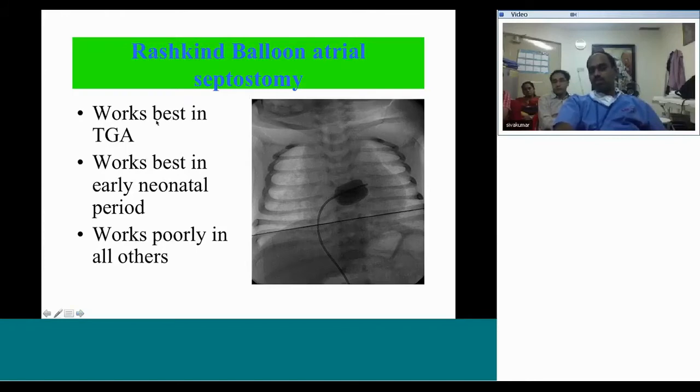The Rashkind balloon atrial septostomy works best in neonatal TGA. It does not work so well in grown-up patients and in non-TGA situations.